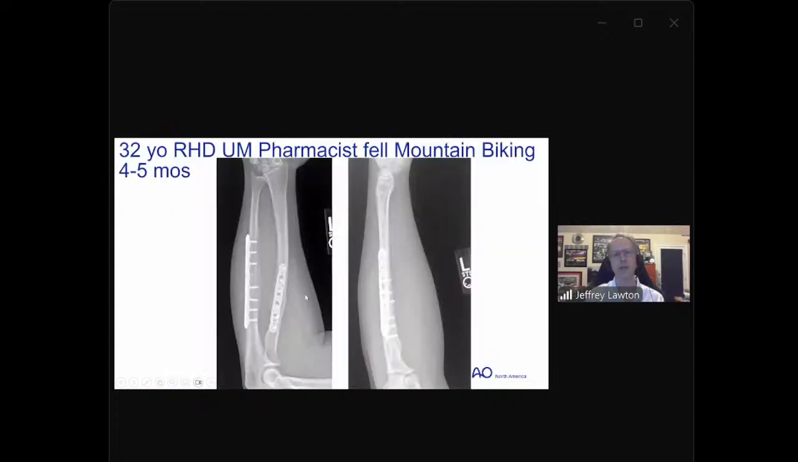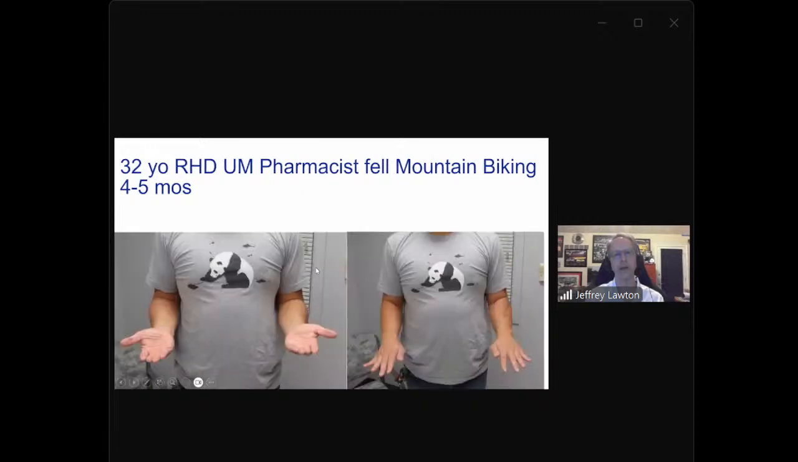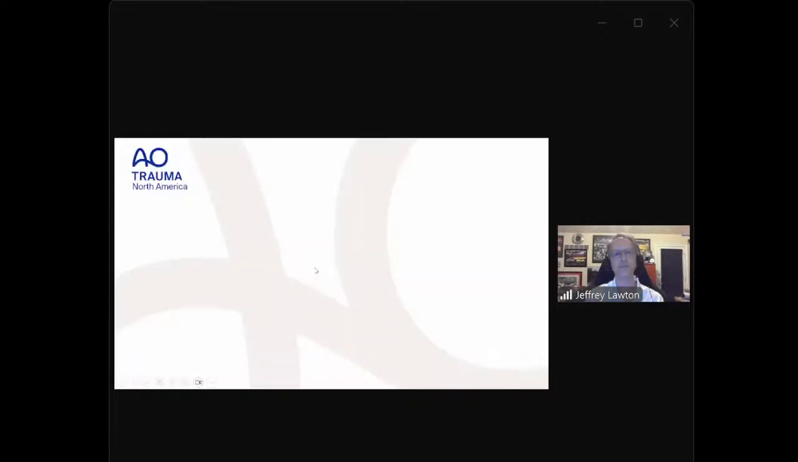So here's that patient. Again, a traditional compression plate on the ulna and a proximal radial plate, as you see here, restoring his radial bow. And here he is at 4 to 5 months. Here you can see that with the Thompson approach, the guy got back good range of motion, as you see here.